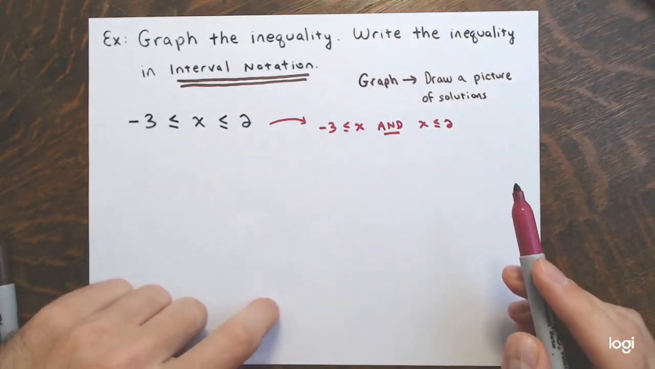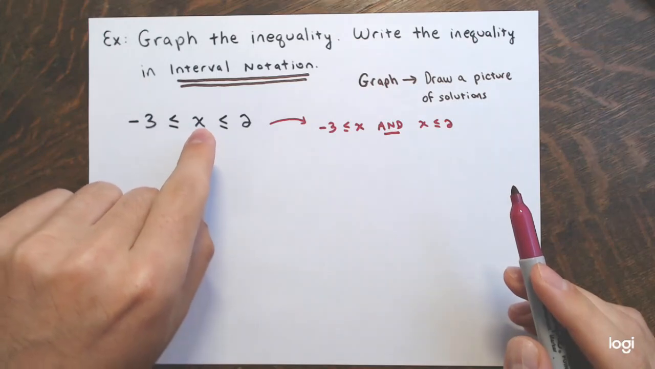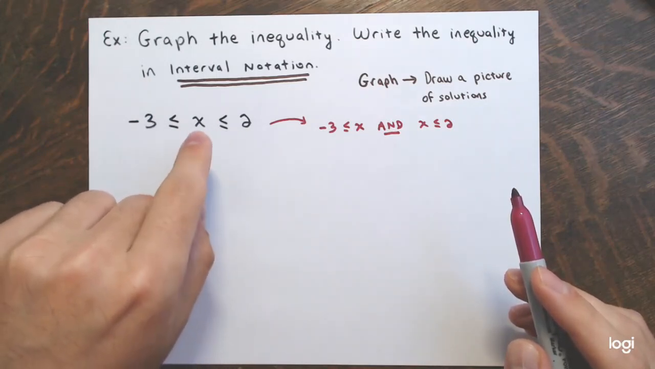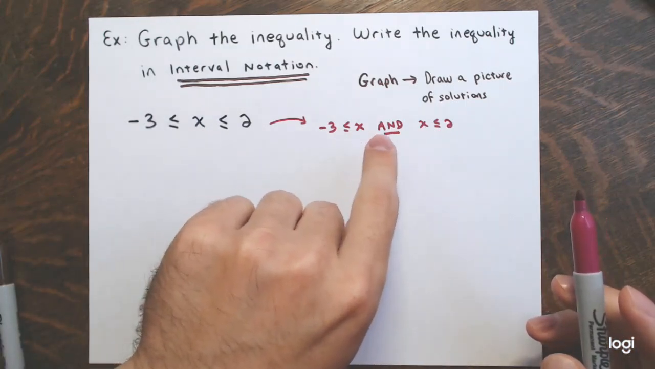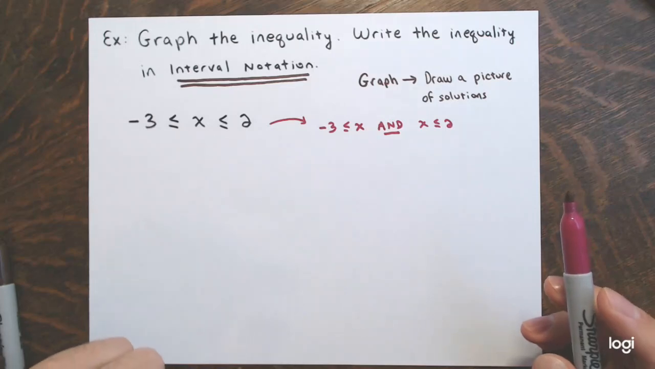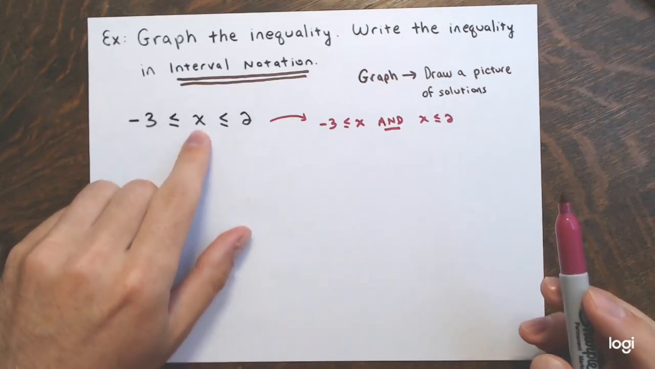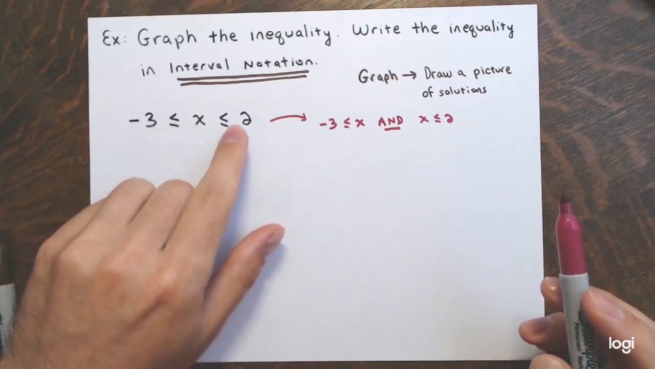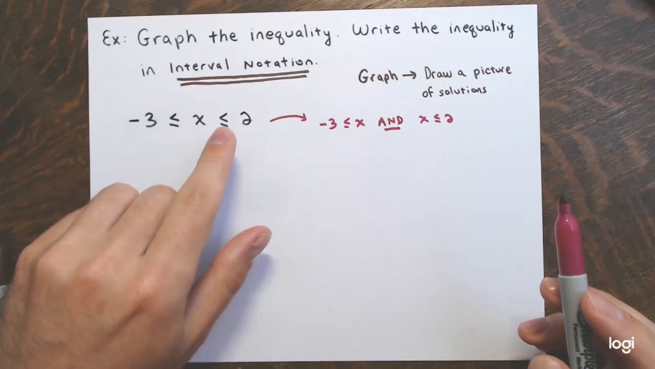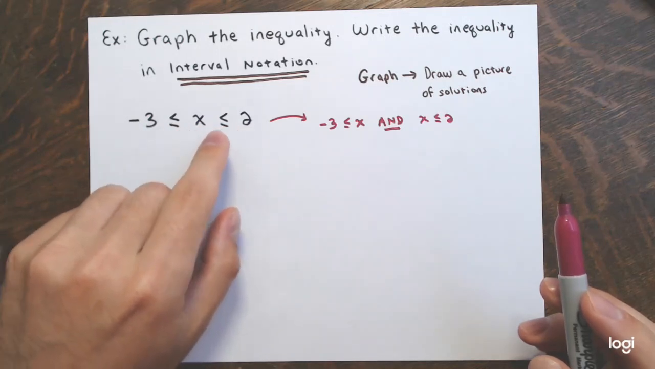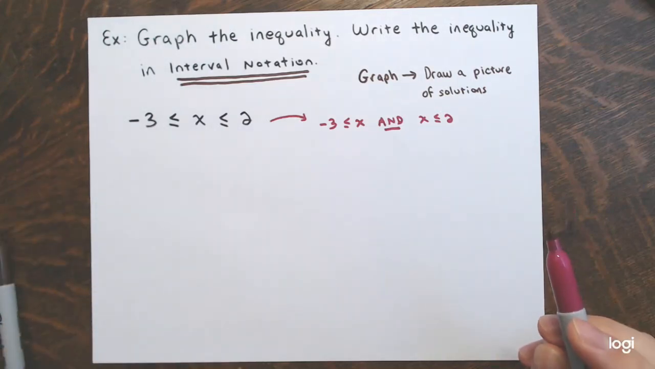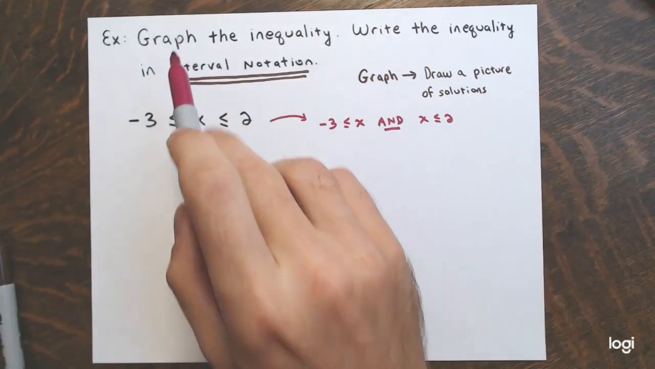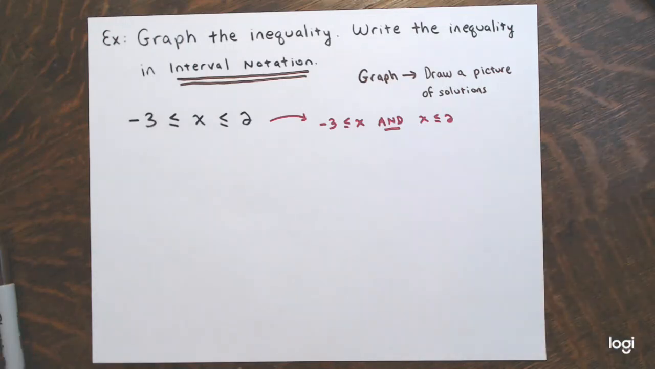So in order for a value of x to be a solution to this inequality, it must satisfy both of these inequalities at the same time. In other words, x needs to be a value between -3 and 2, or equal to -3 or 2. So first I'll talk about the graph of the inequality.